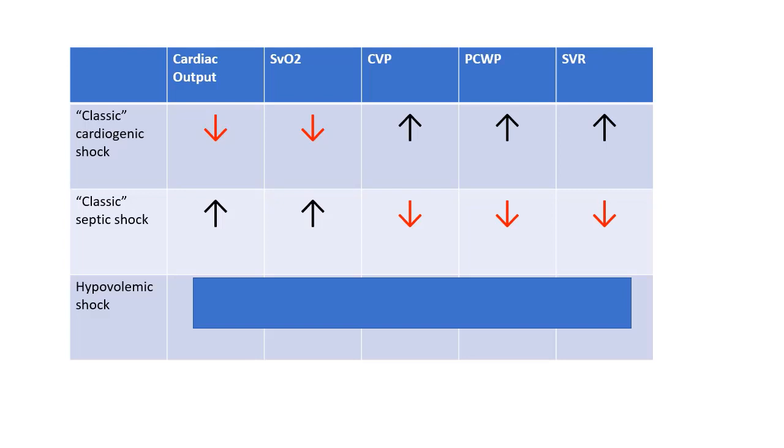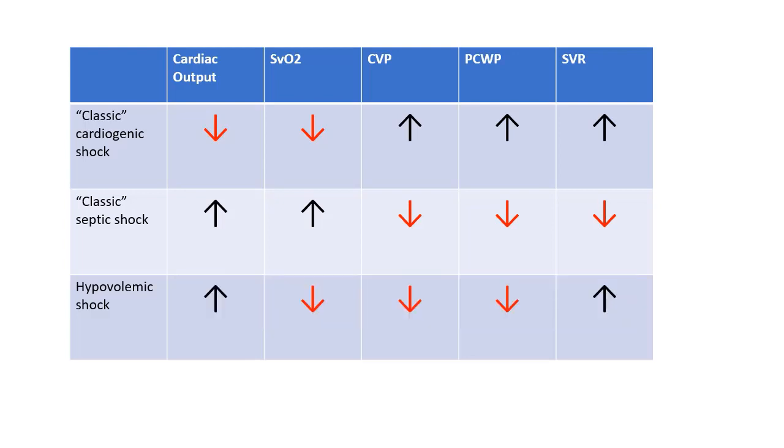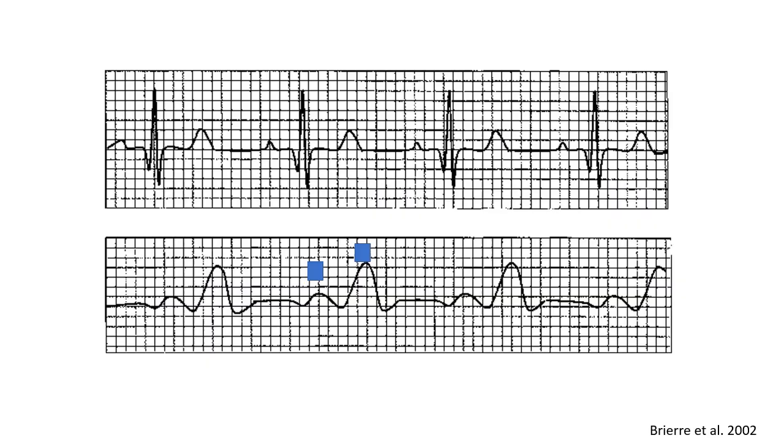And then hypovolemic shock, also important to think about. Our cardiac output is going to be high. It's trying to pump as much as it can. Our SvO2 is going to be low because we're trying to extract all the oxygen we can. Our CVP is going to be low. Our pulmonary capillary wedge pressure is going to be low, and our SVR is going to be high. We're clamped down. We're trying to preserve all the volume we can in our body and get it to our vital organs.